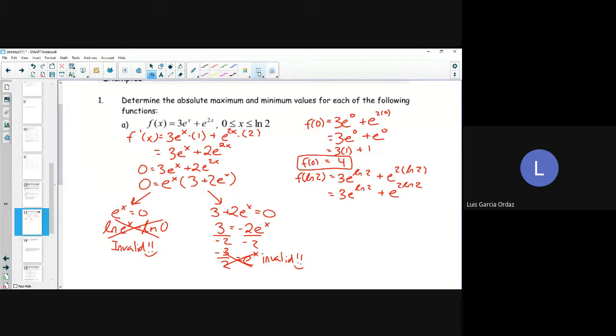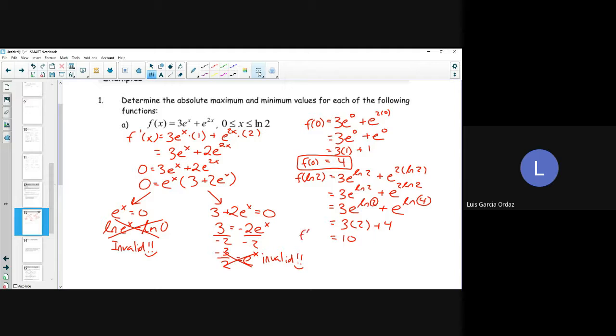Now, with my exponent laws, or my log laws, I know that this stays the same. And then I get e to the power of ln 4. And according to my laws of logs, I know that e to the power of ln x just gives me x back, which will be 2 and 4. So I get 3 times 2 plus 4, which gives me 10.